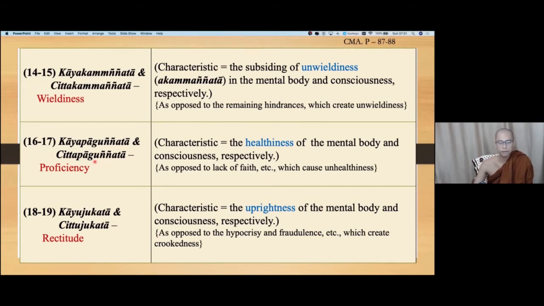That is Kaya Pagunyata and Chitta Pagunyata. It has easy access because it is healthy. Then here, that is the opposite of unhealthiness. So lack of faith, etc. So faith, mindfulness, and concentration; lack of these mental qualities is seen as the unhealthiness of the mentality. That is why this pair, Kaya Pagunyata and Chitta Pagunyata, the proficiency pairs, can remove that unhealthiness. So they are the opposite of the lack of faith, etc., the good quality.